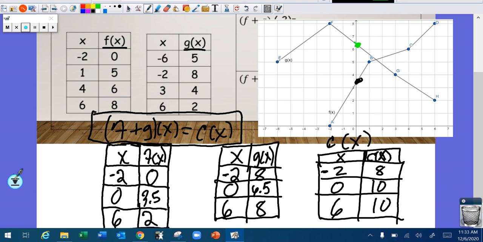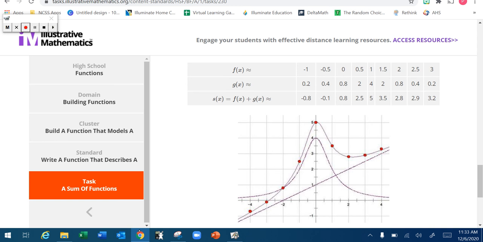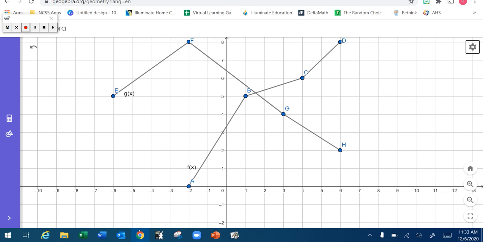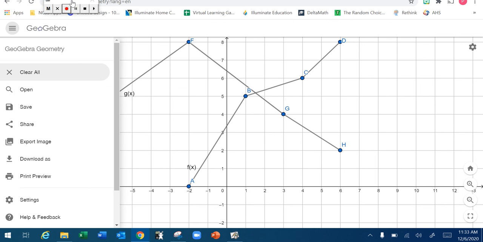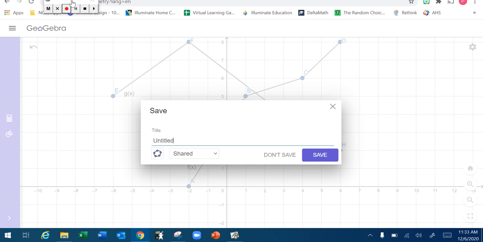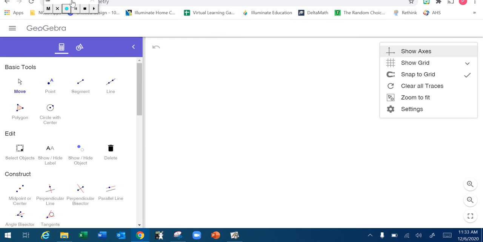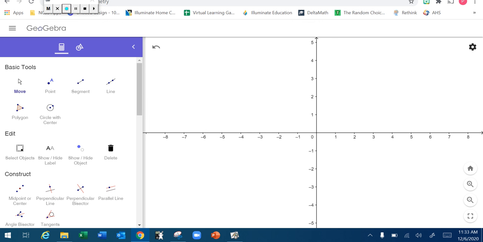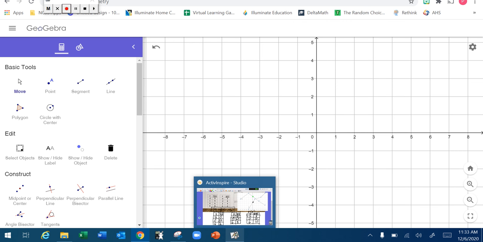So now we can go and graph this. I'm going to go to GeoGebra, and I'm going to graph this. I'm going to tell GeoGebra to clear. Don't save that, and I'm going to just get my wheel up again. And then I'm going to graph my new table down here.